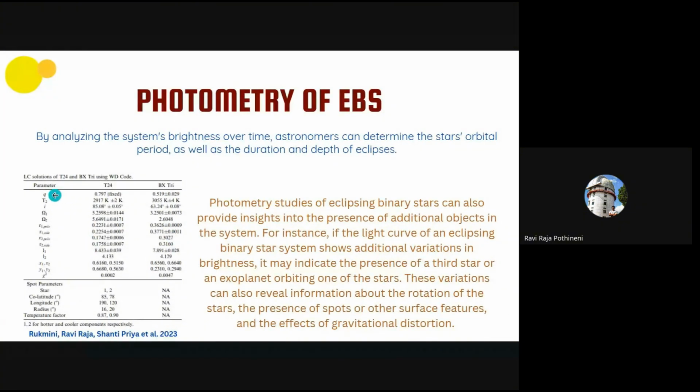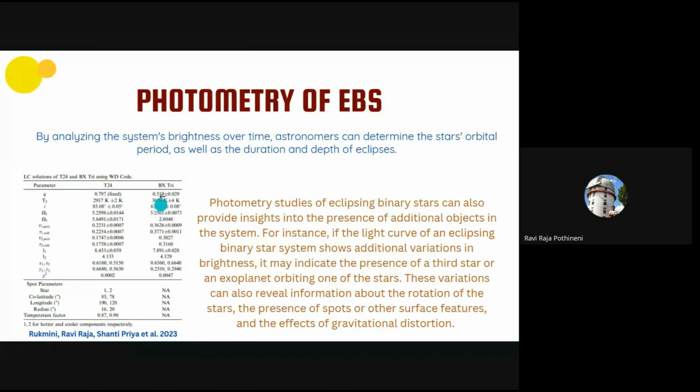So here I'm just showing you two examples. What all parameters do we get? We get the mass ratio. Mass ratio is the mass of the secondary star to that of the primary star. Along with that, you will get the secondary star temperature, and then you have the inclination. Here you can see the inclination: this is close to 90 degrees, whereas this is close to 60 degrees.